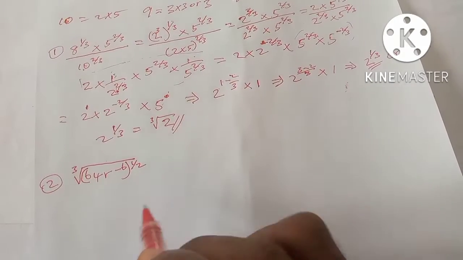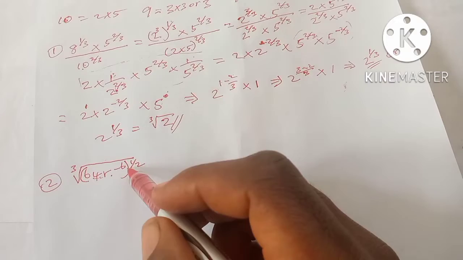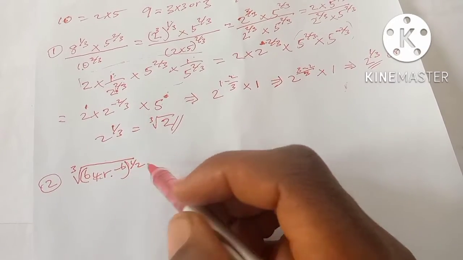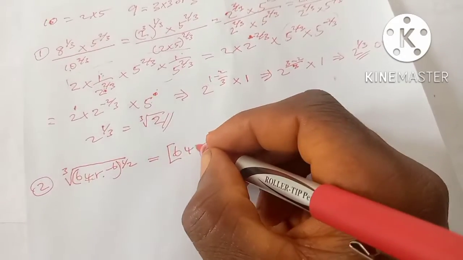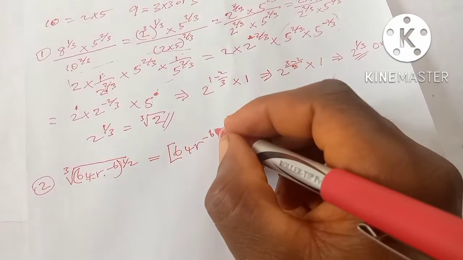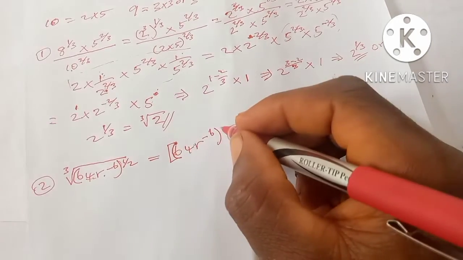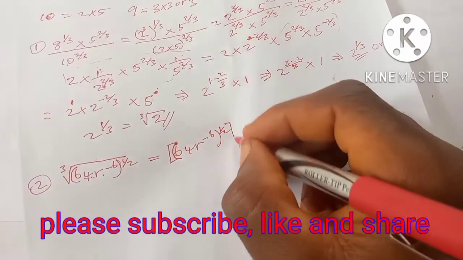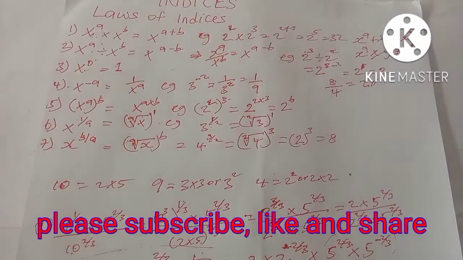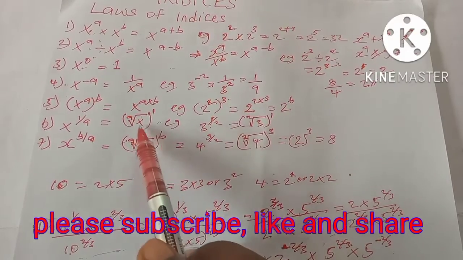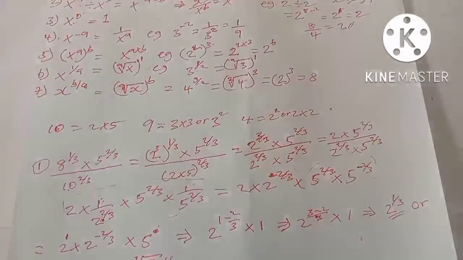So let's have the second question. We have the cube root of, in brackets, 64 r to the power negative 6, then close bracket, raised to the power half. So this is equal to 64 r to the power negative 6 raised to the power half, then to the power 1 over 3. Remember, from the sixth law, we have that x to the power 1 over a is the same thing as the a-th root of x. So that's what we did here.